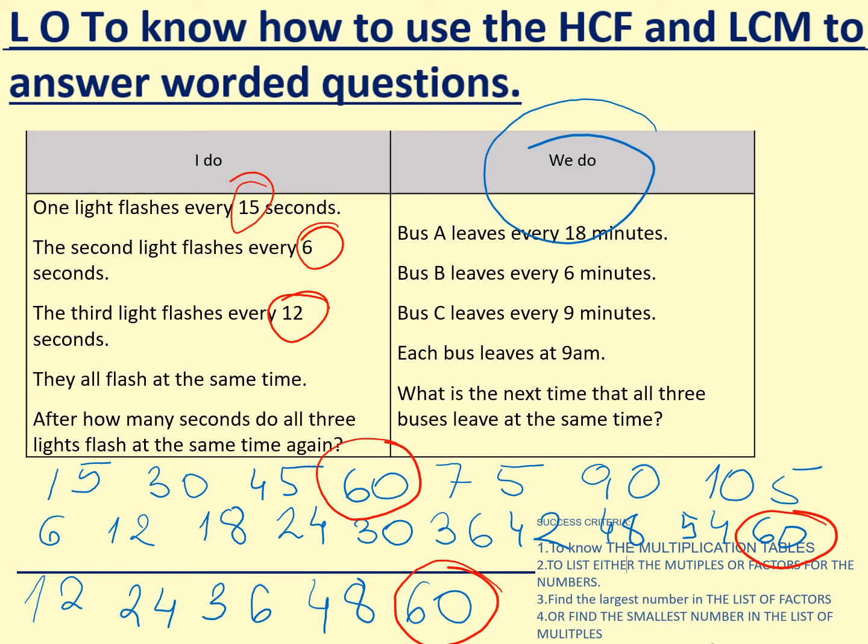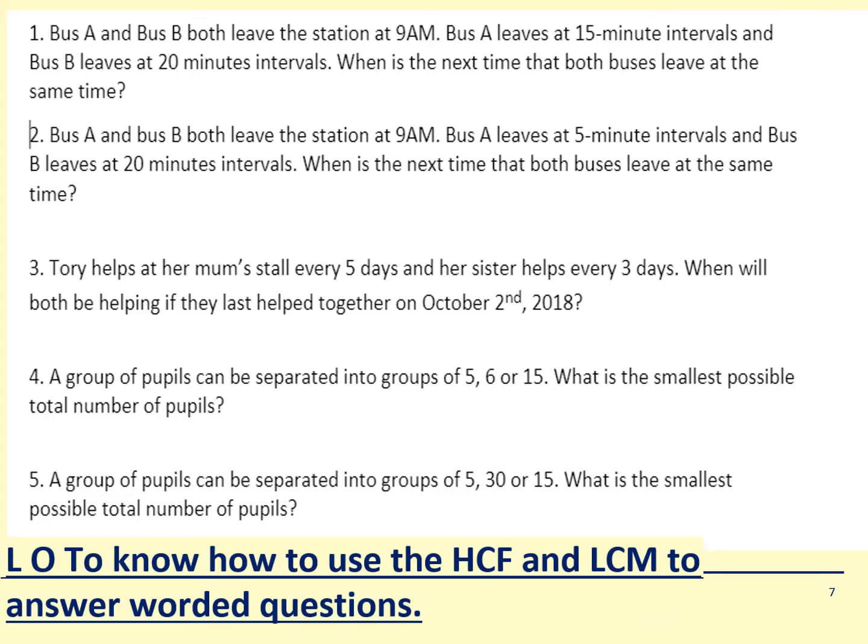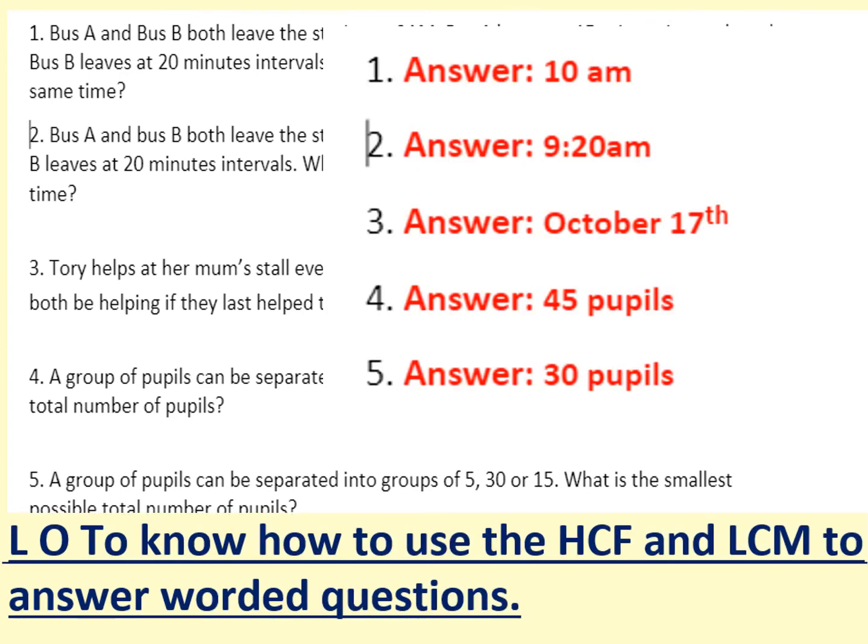So the lowest common multiple of 18, 6, and 9 is 18. So the next time that all three buses leave at the same time is 9:18 a.m. If that's what you've got, well done. Now pause this video and have a go at some practice exercises. Pause it for 10 minutes and answer as many as you can. And here are the answers. If you've got all 5 of them right, well done.